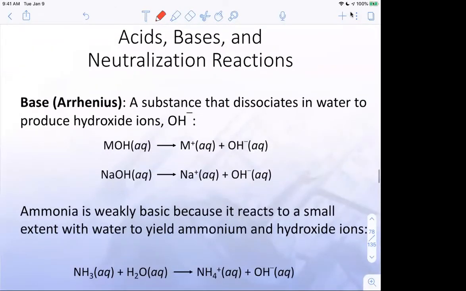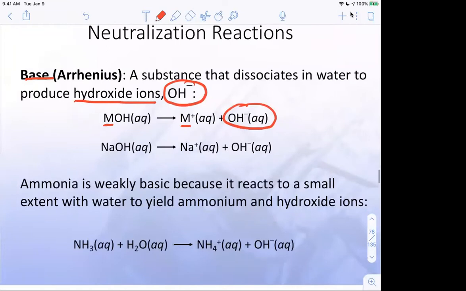According to Arrhenius, a base is a substance that dissociates in water to produce hydroxide ions, or OH-. Usually it's a metal hydroxide, like sodium hydroxide. This is sort of a generic term for whatever cation is produced. The important part is I get this OH-.